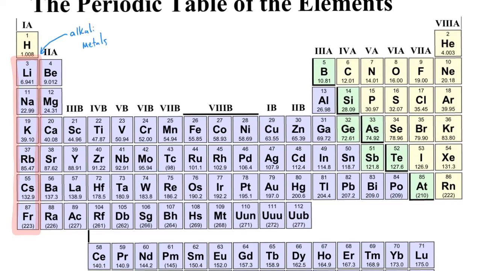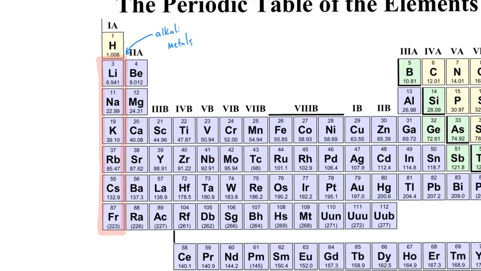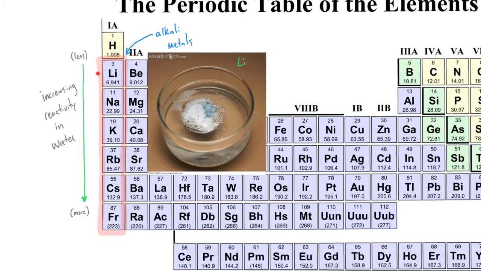The alkali metals include lithium, sodium, potassium, rubidium, cesium, and francium. One of the very interesting things about this group is that all of these metals react very vigorously with water. And an interesting trend here is that they actually react more vigorously with water as we go down the group. So for example, when we put lithium into water, we get a small sizzling reaction. It actually produces hydrogen gas in small bubbles.